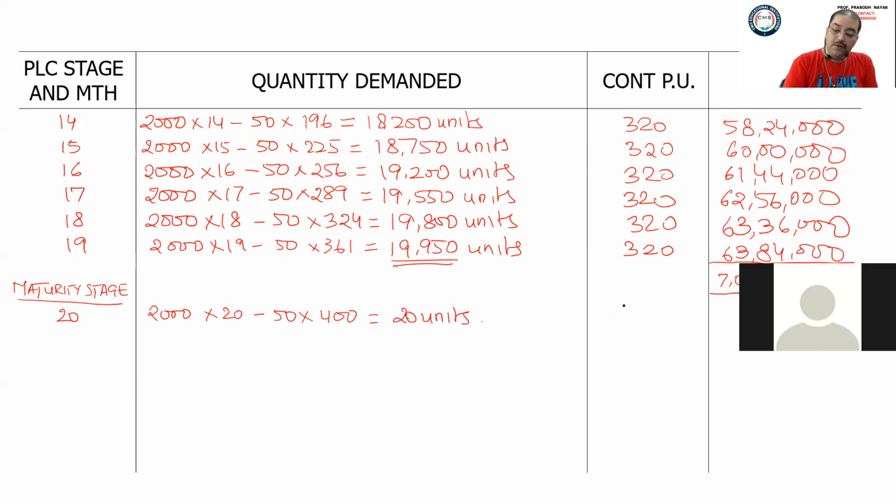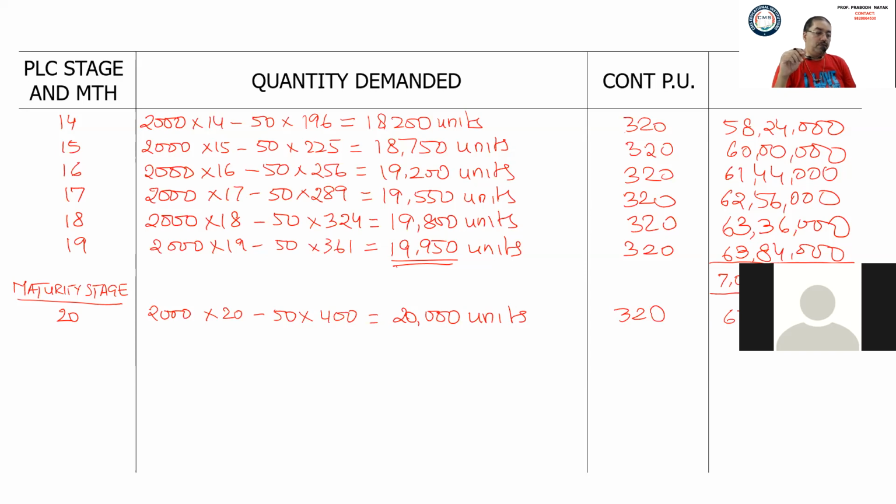Now, sorry, 20,000 units. Now what has happened? I've touched the entire demand. Entire demand is touched. So contribution is going to be 320. Amount is going to be 20,000 into 320, that is 64 lakhs. From here starts the maturity stage.